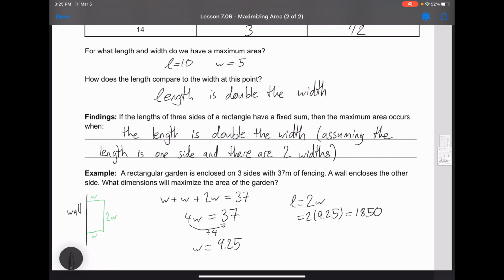And therefore the dimensions are 9.25, and let's include some units, meters, by 18.5 meters. I'll throw those units on those answers there. And there we have it. That is the solution to that question.